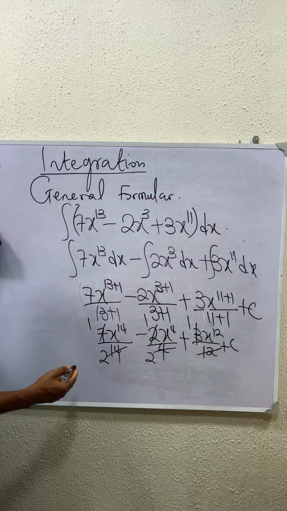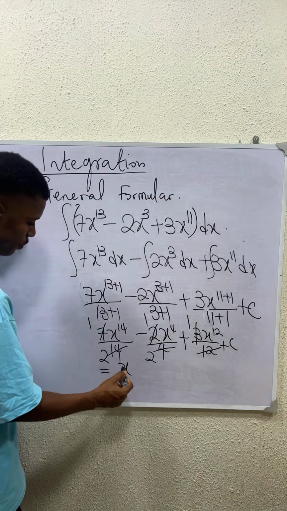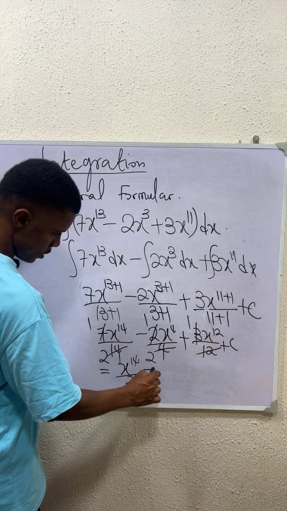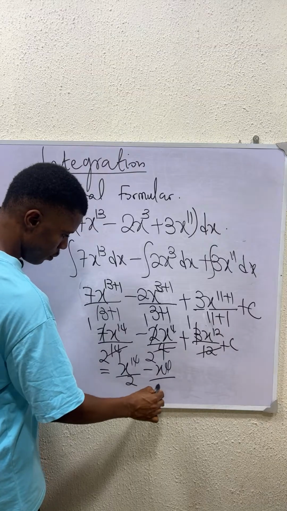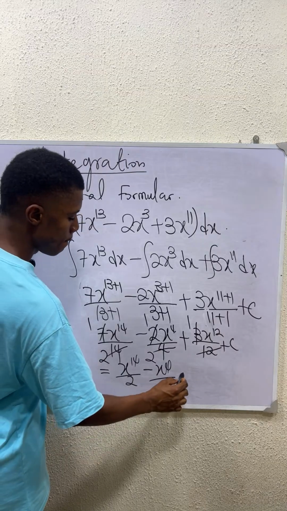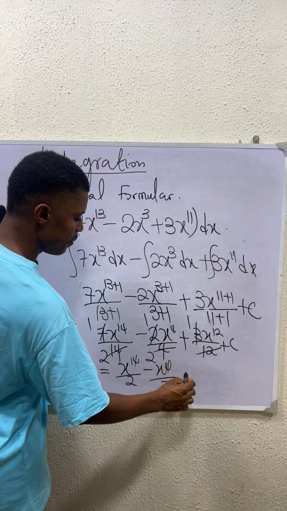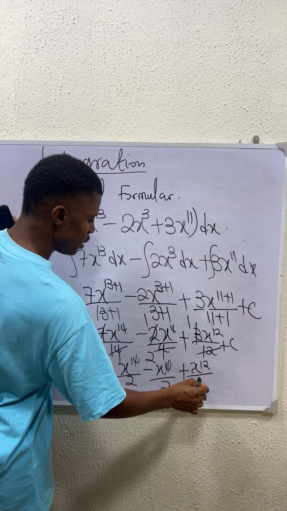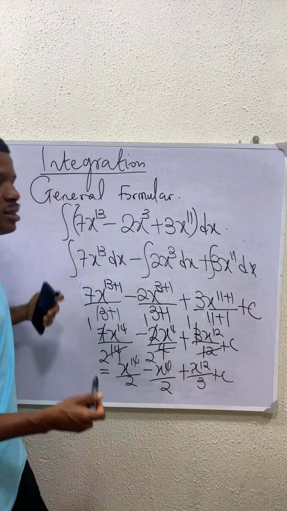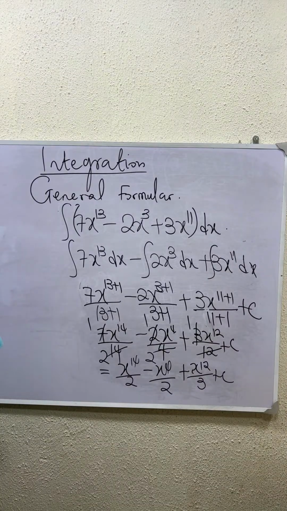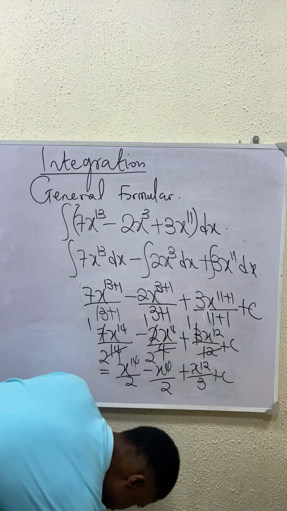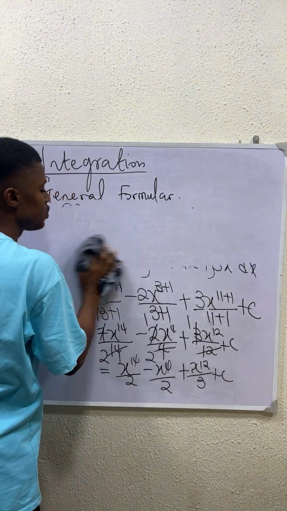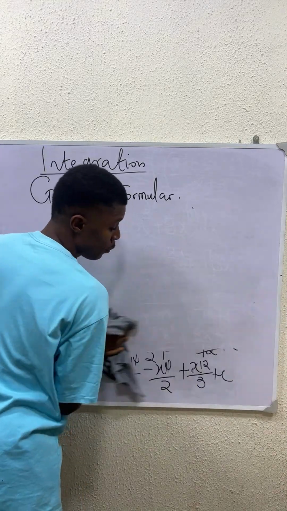Okay, so what do you have at the end? At the last end, you have x^14 over 2, then minus x^4 over 2, then plus x^12 over 3 plus c, and this is the answer when you integrate the function. Integrating the function is very, very easy. Integration is one of the easiest for intro.